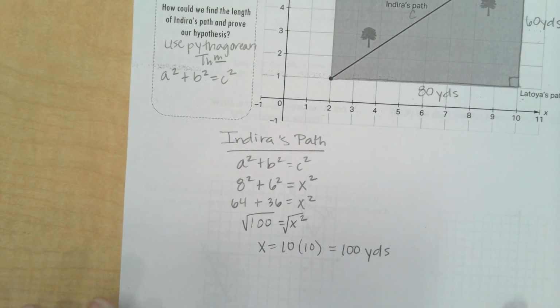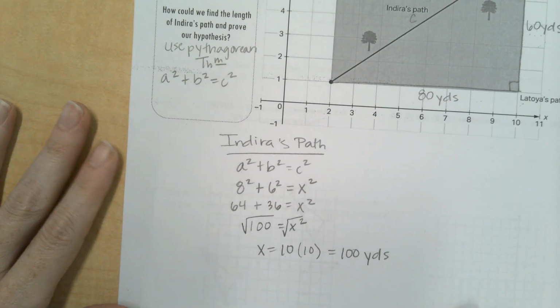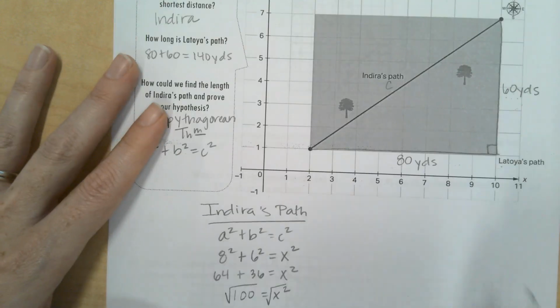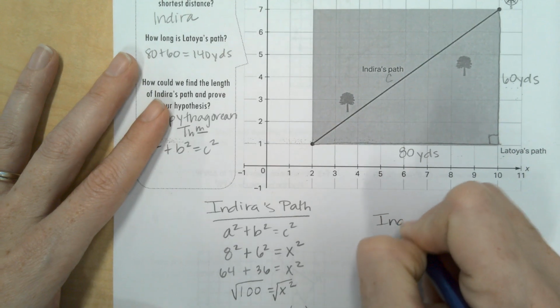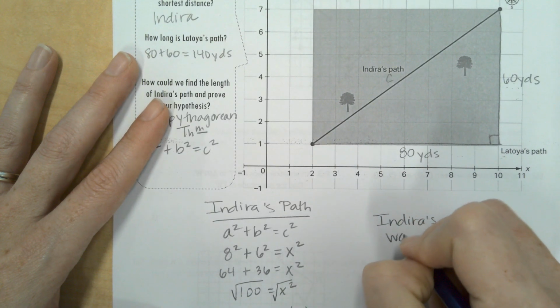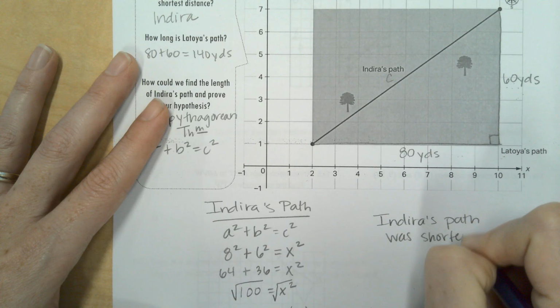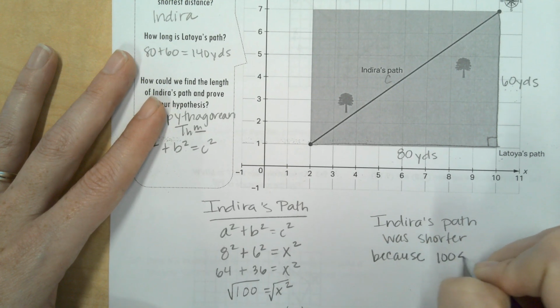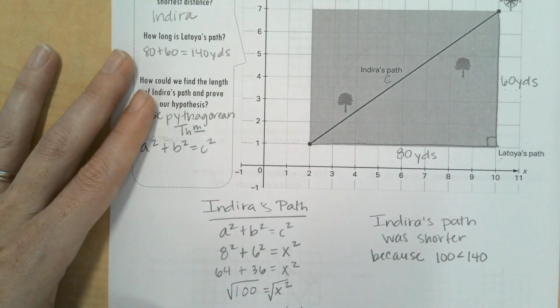Okay, so let's answer the question. Who ran the shorter path? Was it Indira at 100 yards, or was it Latoya at 140 yards? Good, so Indira's path was shorter, because 100 is less than 140.